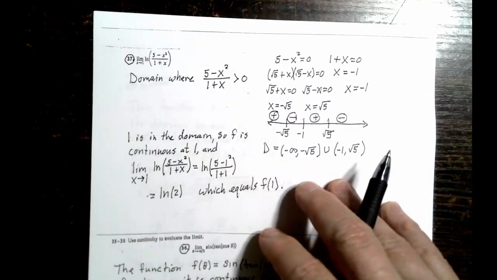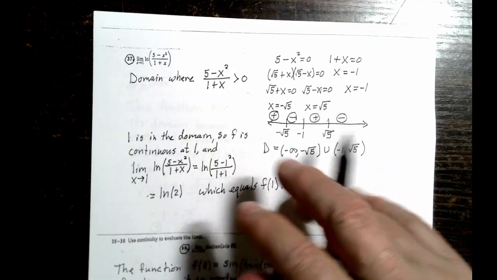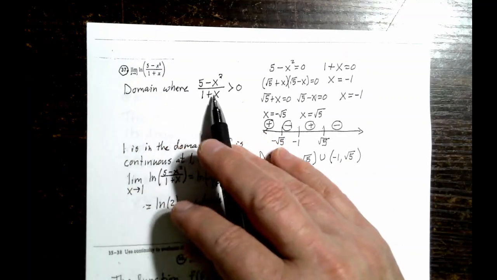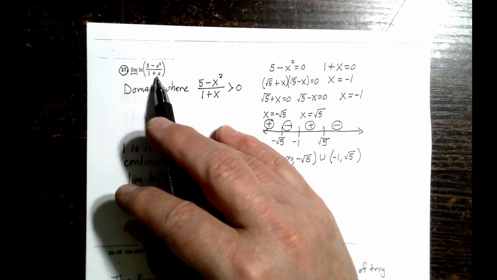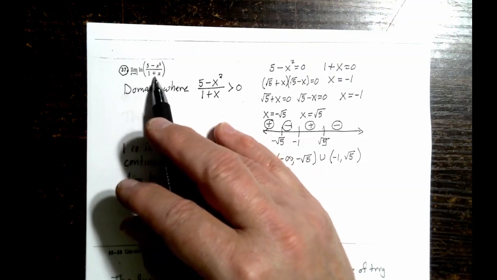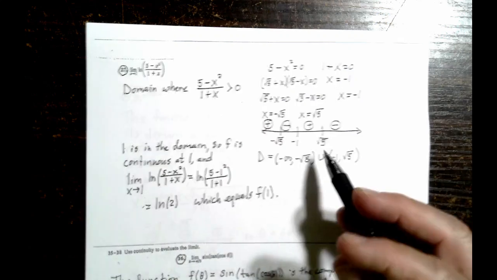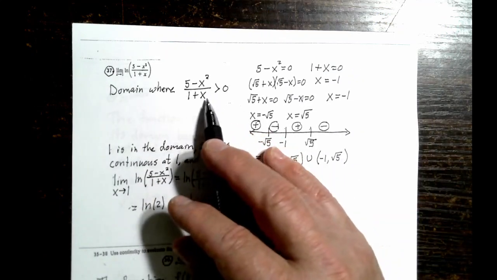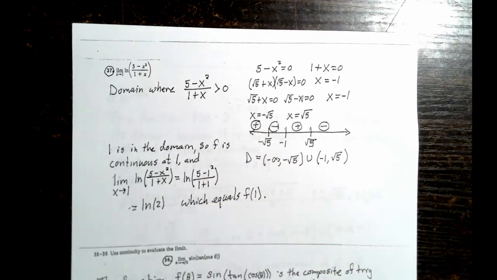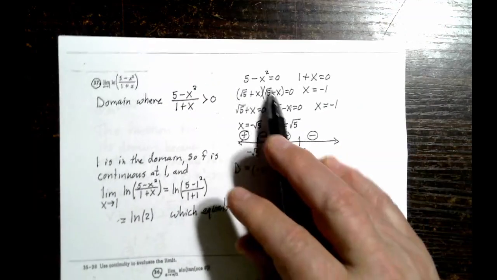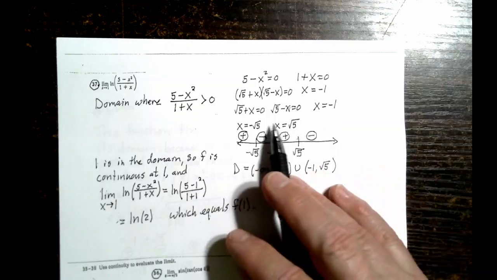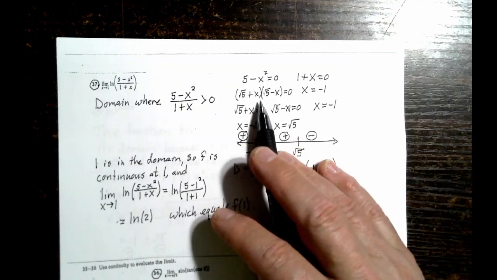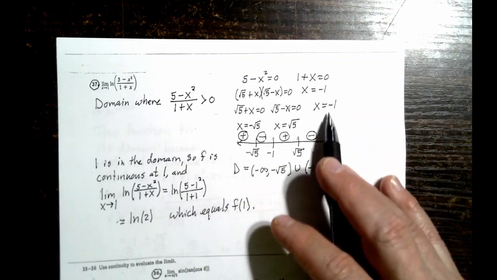Alright, 37. We worry about its domain, so you set this guy to be greater than 0 because natural log only accepts numbers greater than 0. So, how do we find out where this guy is greater than 0? Well, with these inequalities, the way you do that is you find out where the numerator equals 0 and where the denominator equals 0. And I factored that and set each one equal to 0 and solved for that.